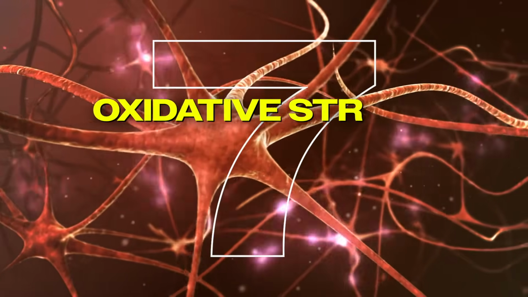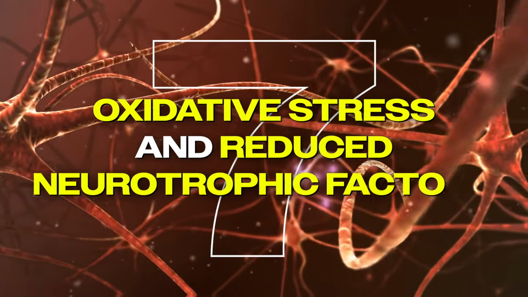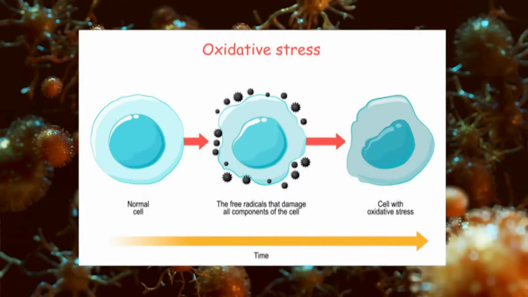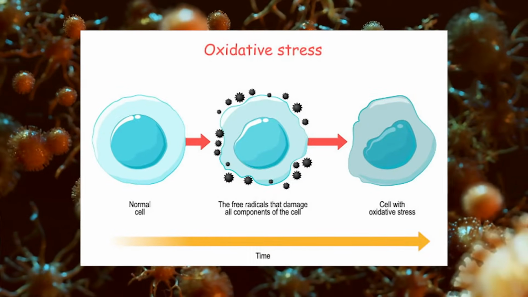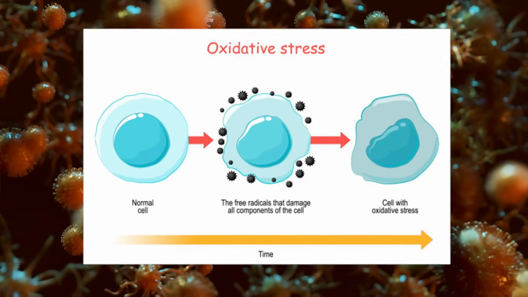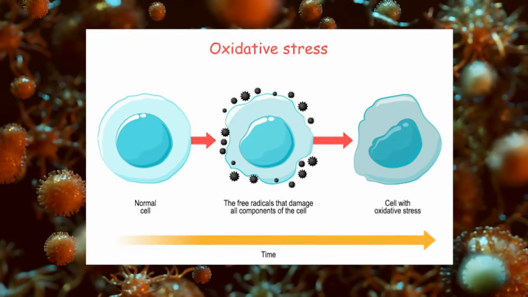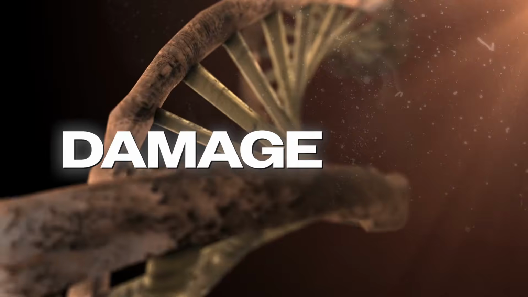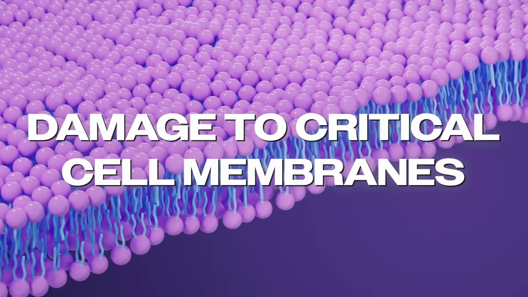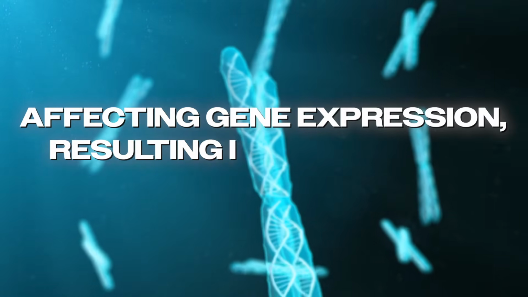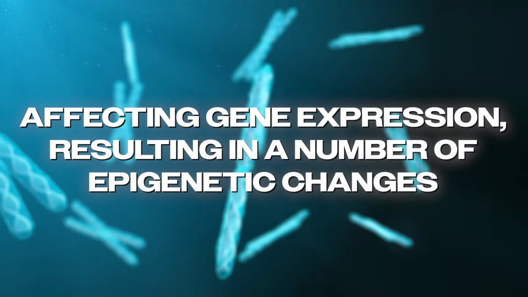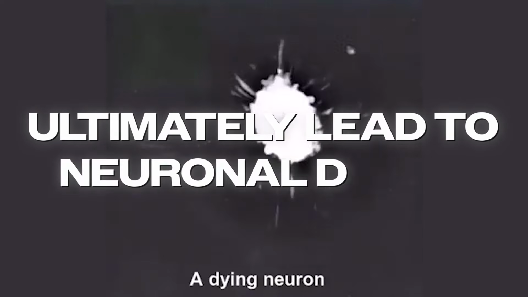7. Oxidative stress and reduced neurotrophic factors. The metabolism of alcohol and its byproducts enhances oxidative stress. Oxidative stress is characterized by the accumulation of reactive oxygen species, nitrous oxide, all of which are harmful to mitochondria and neuronal cells. The oxidative onslaught can damage DNA, critical cell membranes. It can affect gene expression, resulting in a number of epigenetic changes, and ultimately lead to neuronal death.